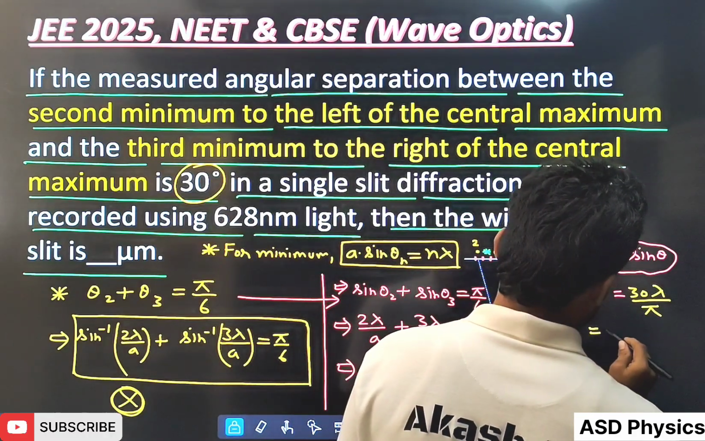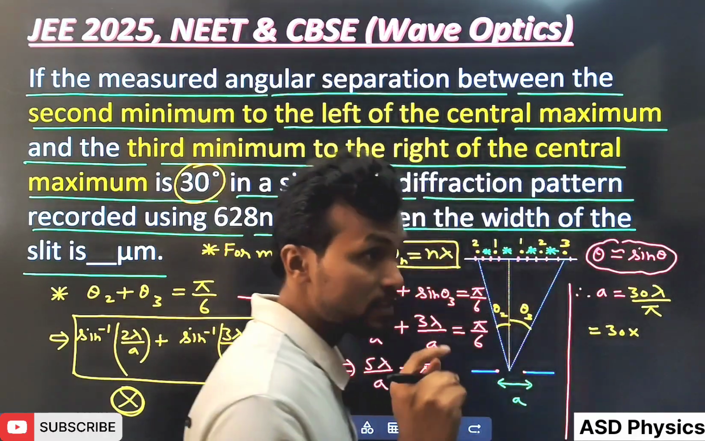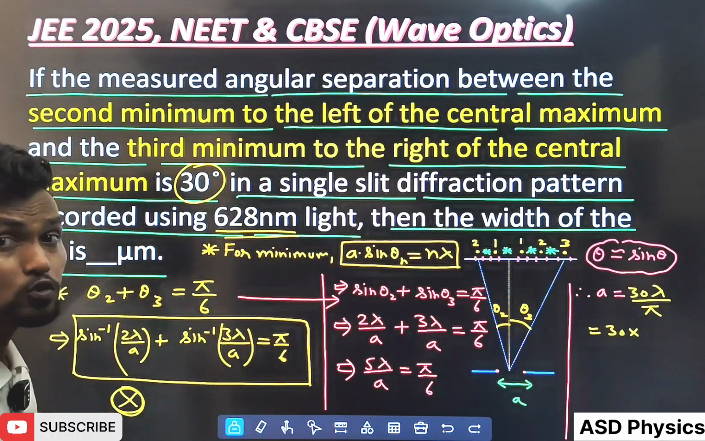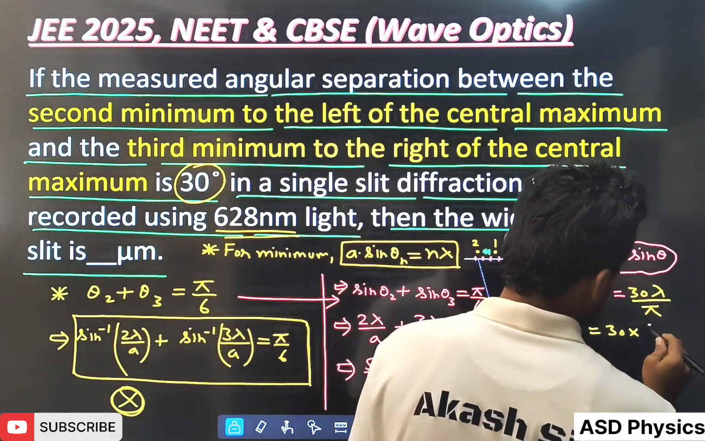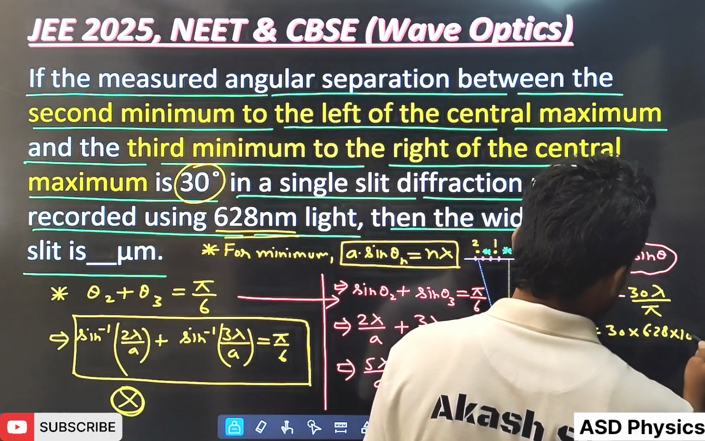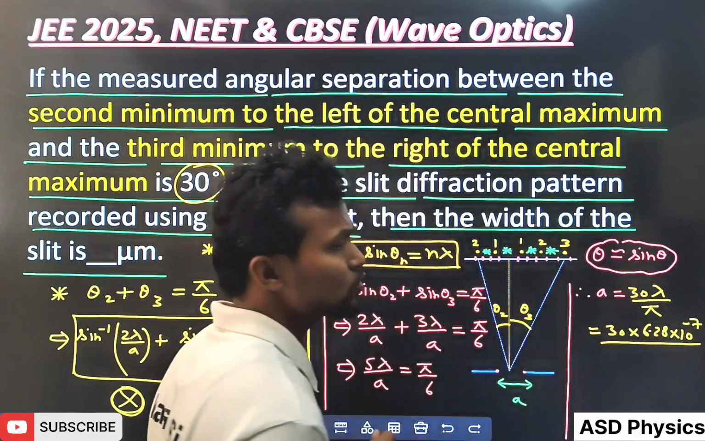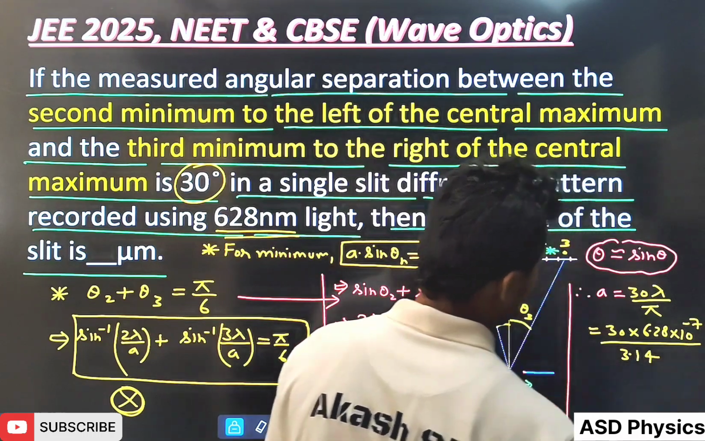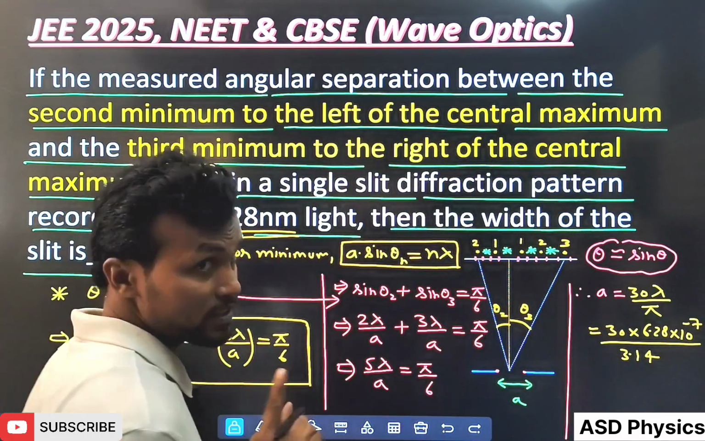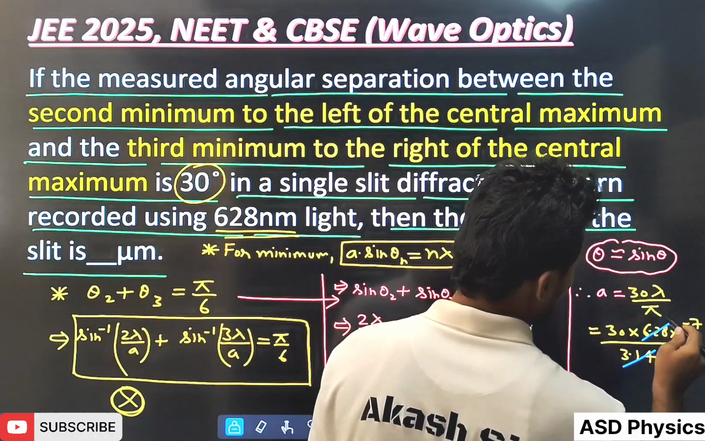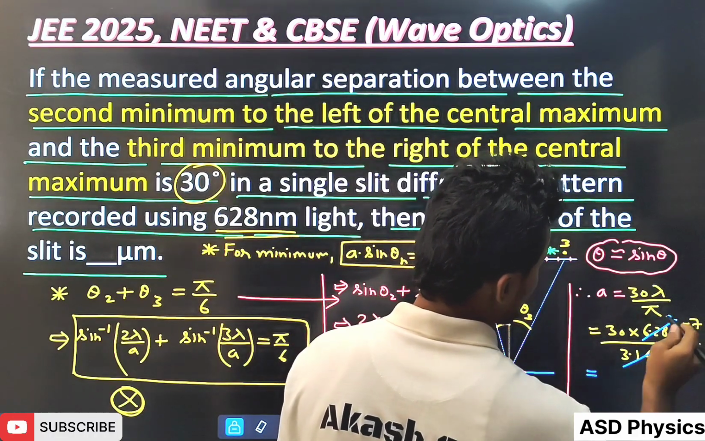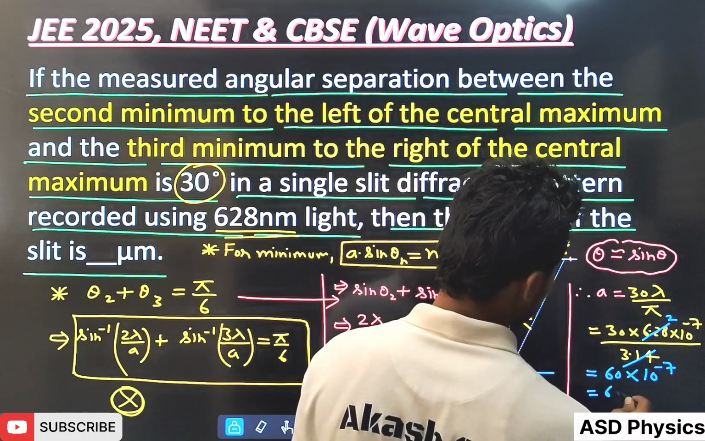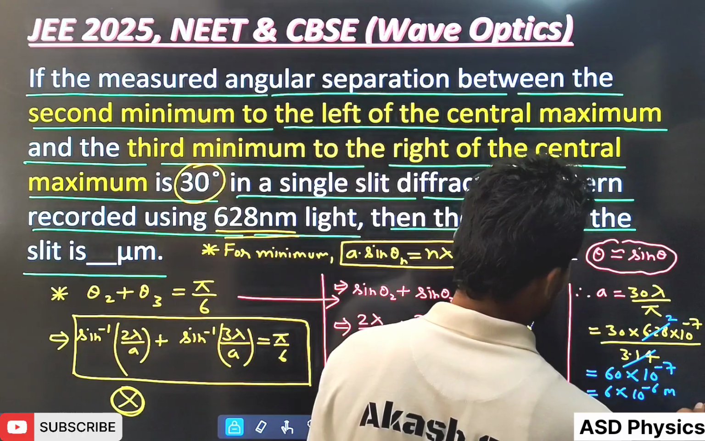Now after that, let's put in the values. This is the 30 lambda value. What they have given, kindly see here, is 628 nanometer. So we can write 628 into 10 to the power minus 9, or just for simplification, you can see later why I'm writing like this, 6.28 into 10 to the power minus 7. The value of pi is 3.14. When you simplify this, 3.14 and 6.28 cancel, it will come 2. So 30 into 2 becomes 60 into 10 to the power minus 7, or we can write 6 into 10 to the power minus 6 meter.